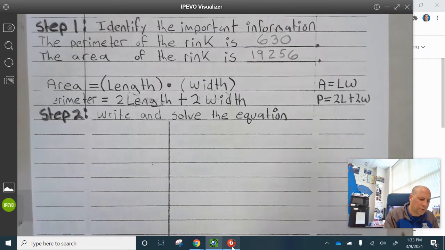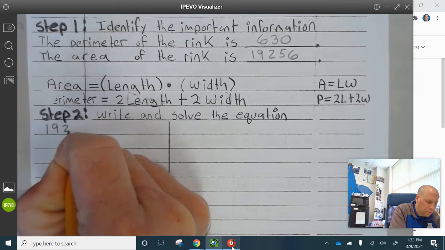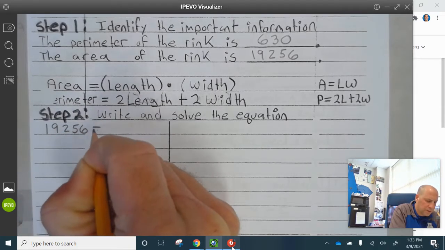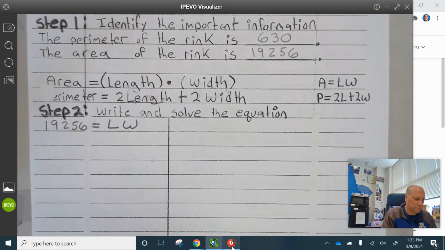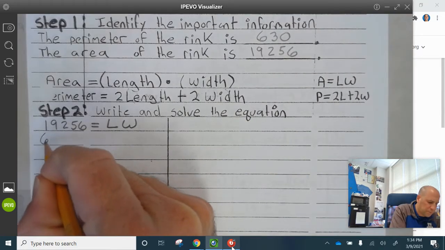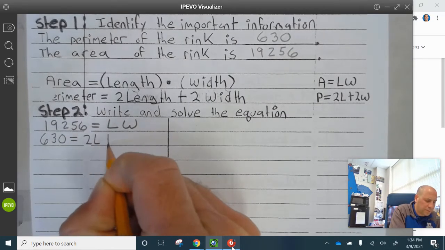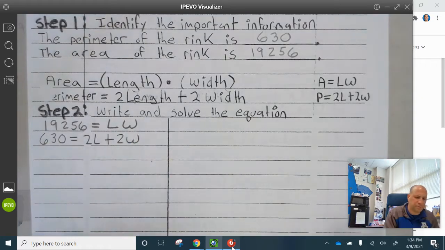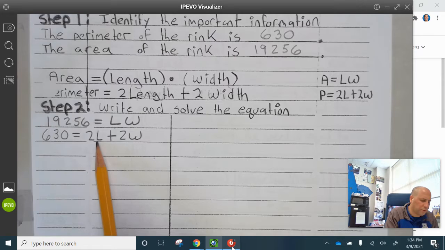Okay. So let's start out with area. We know the area of the rink is 19,256 equals length times width. And then the perimeter we know is 630 equals 2 times length plus 2 times W. All right. Now what we need to do is solve the area equation for L or W, substitute into the perimeter equation so we can solve for one of the variables.